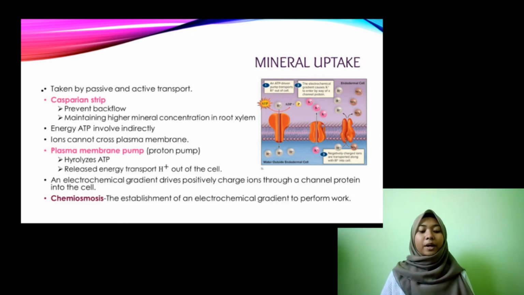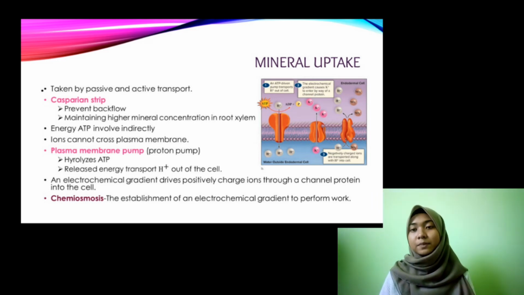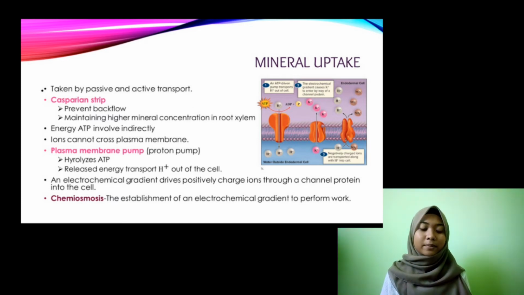Okay. By what mechanism do minerals cross the plasma membrane? The energy ATP is used, but only indirectly. Ions cannot cross the plasma membrane because they are unable to enter the non-polar portion of the lipid bilayer. Plant cells expend energy to actively take up and concentrate mineral ions.